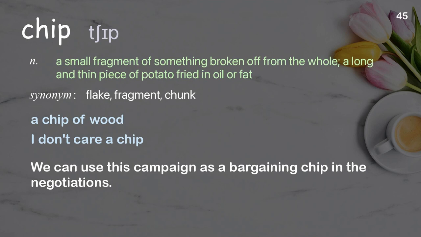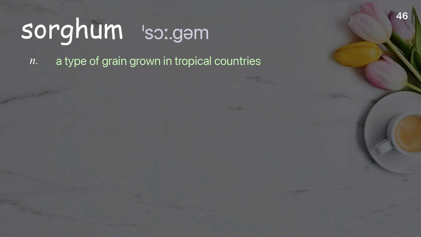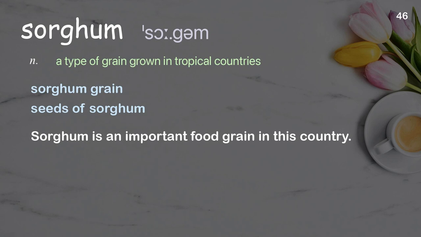Sorghum. A type of grain grown in tropical countries. Examples: Sorghum grain. Seeds of sorghum. Sorghum is an important food grain in this country.